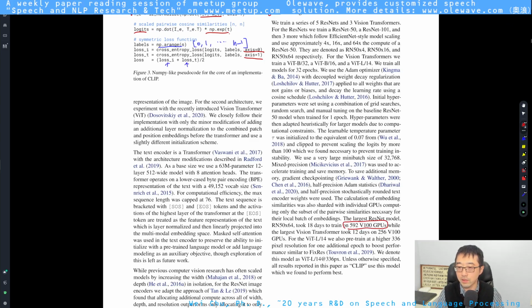Almost 600 V100 GPUs. Yeah, I think each V100 GPU may cost you $10,000, probably at that range. And this amount of GPUs alone would cost you about $6 million. Scary, right? But definitely.